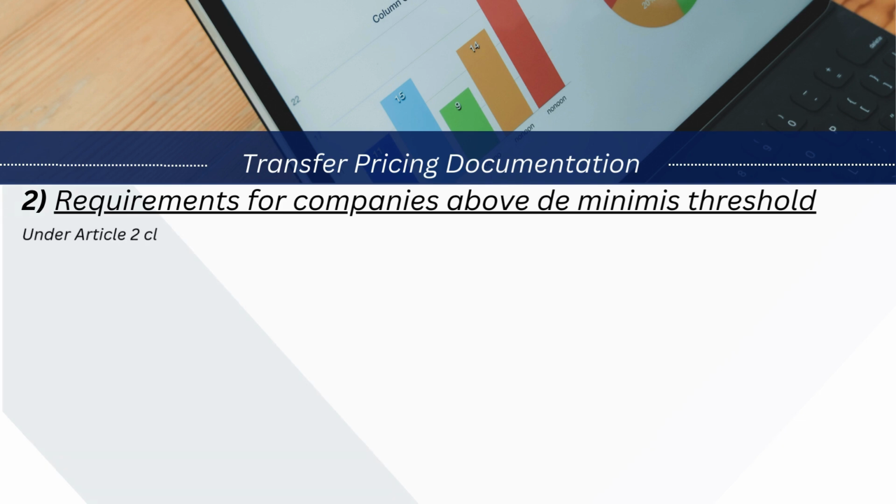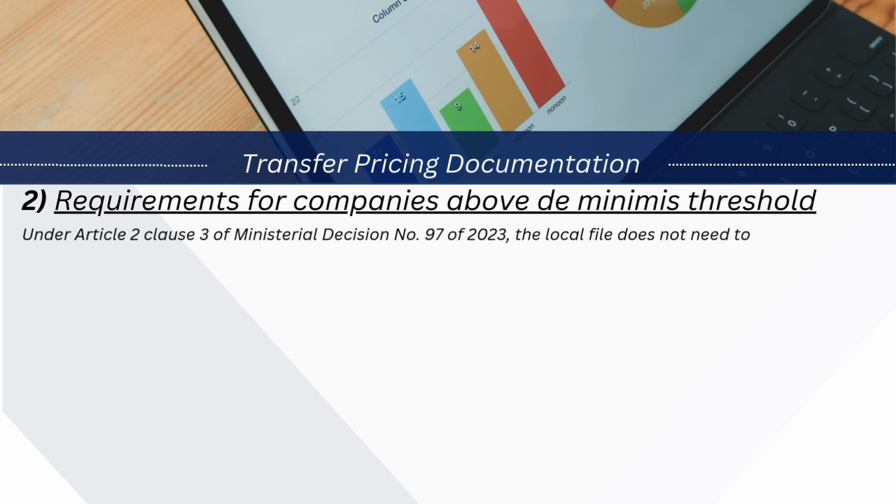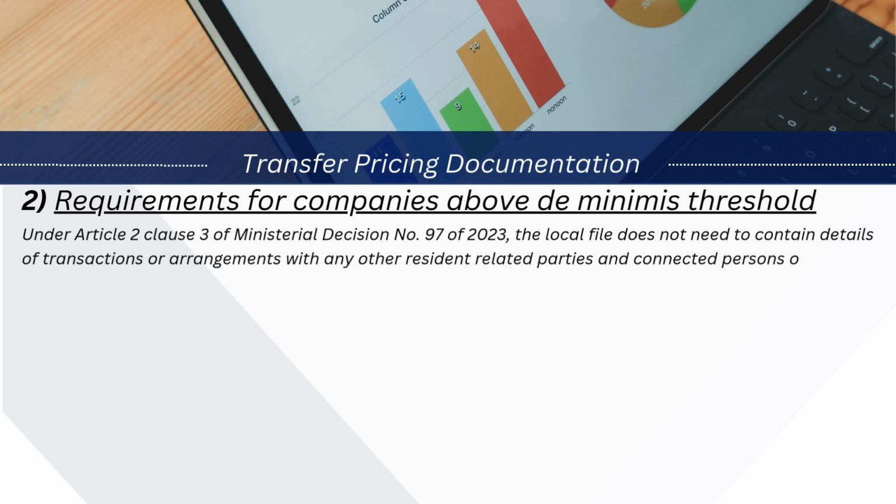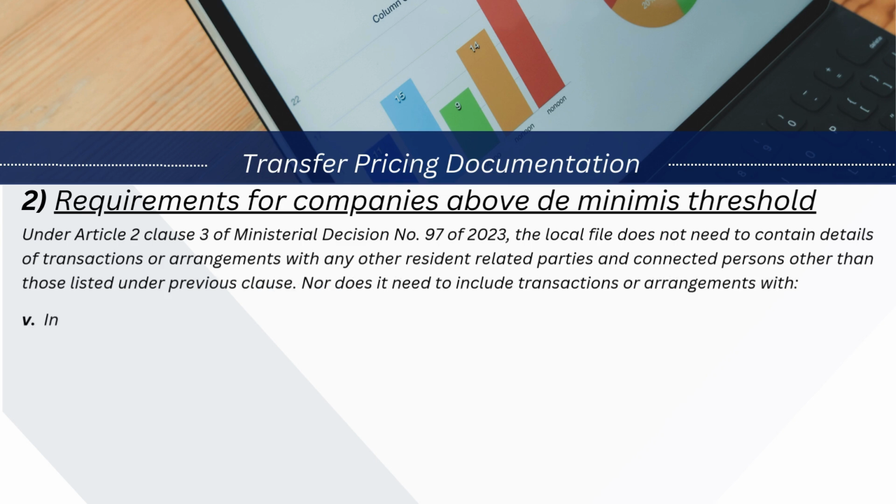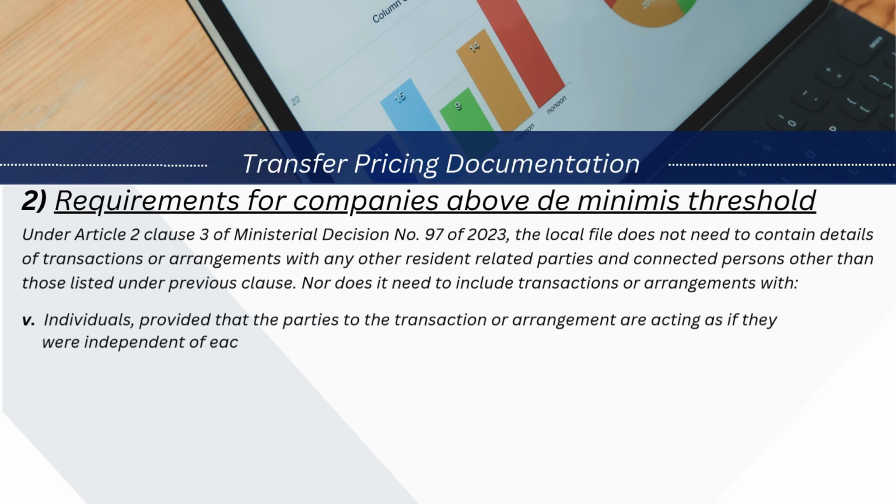Under Article 2 Clause 3 of Ministerial Decision No. 97 of 2023, the local file does not need to contain details of transactions or arrangements with any other resident related parties and connected persons other than those listed under previous clause. Nor does it need to include transactions or arrangements with individuals, provided that the parties to the transaction or arrangement are acting as if they were independent of each other.